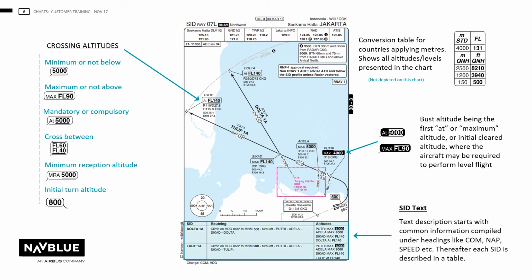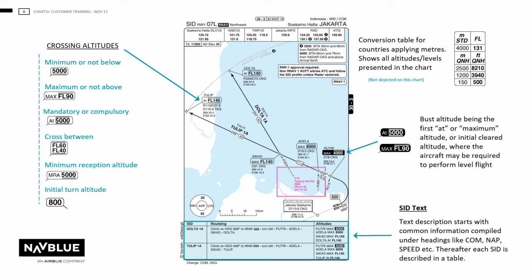The SID text contains detailed routing for your required SID, identifying any speeds or altitudes on each waypoint. The text description will be produced only if it is published officially. The text will be in a table consisting of columns with a heading. The heading may vary depending on the procedure.